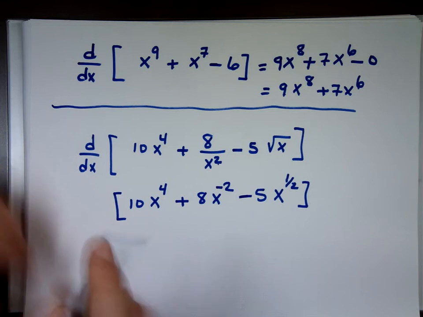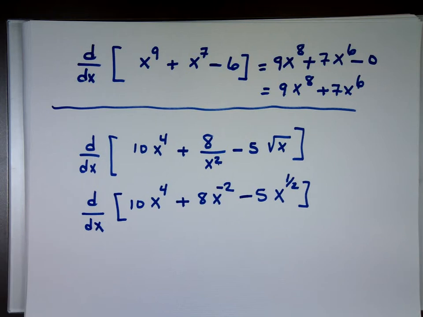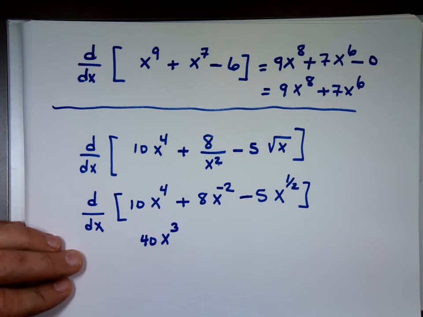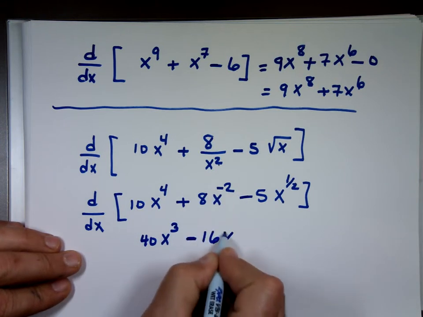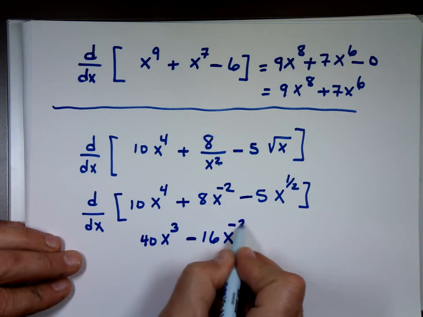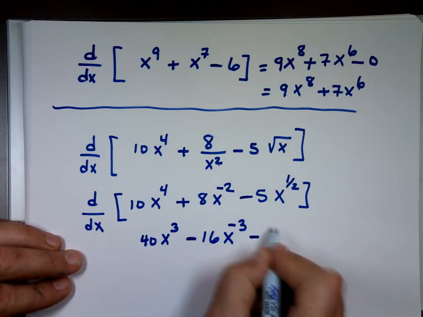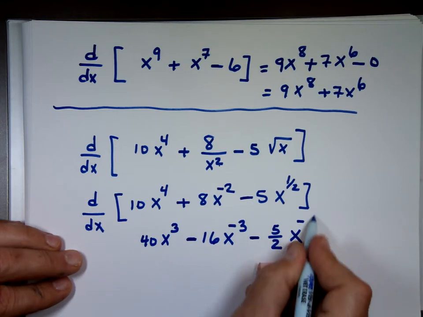Now let's take the derivative of each one of them. What's the derivative of 10x to the 4th? A shortcut. 40x to the 3rd. What's the derivative of this one? Minus 16x to what power? Negative 3. Subtract 1 from the power. Minus 2 minus 1 is negative 3. The last one? 5 over 2, or 2.5. Yep. x to what power? Negative 1/2. Very good.